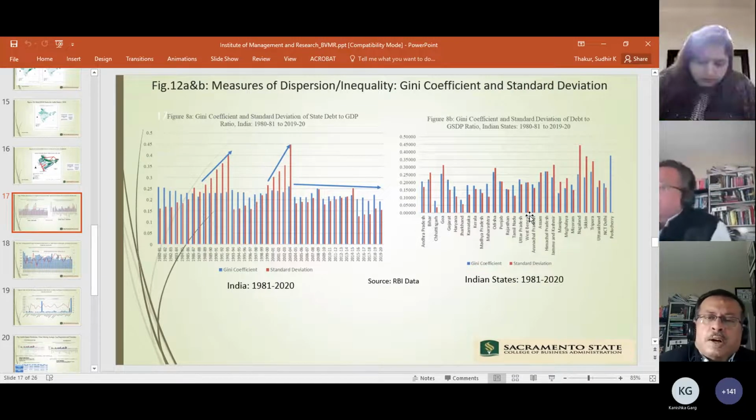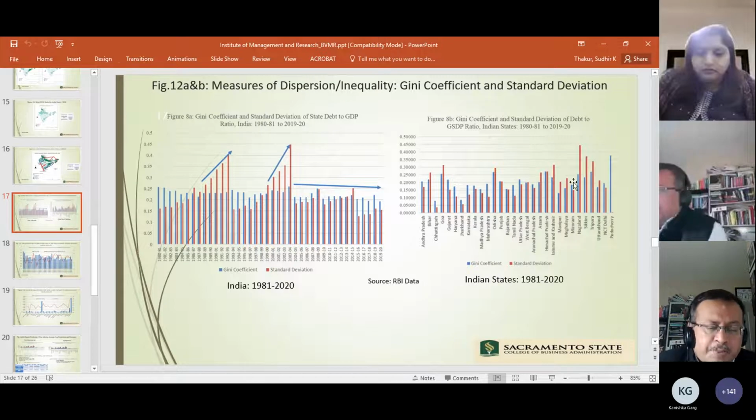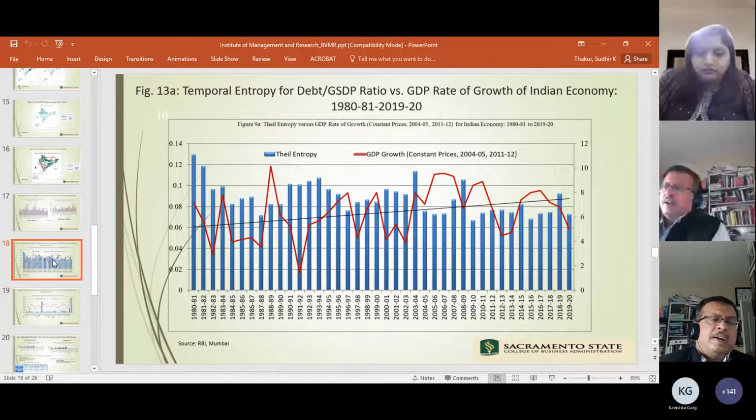The question that I wanted to seek an answer for is whether there is interstate variation. Both the Gini coefficient and standard deviation reported a sizable interstate variation in the average debt ratio across time and across space. The range for the Gini coefficient is between 0.07 and 0.37. It's not very high, but nevertheless it's positive, and there is substantial interstate variation in the average debt ratio in India. And then I go on to compute something I won't say sophisticated, but a little difficult.